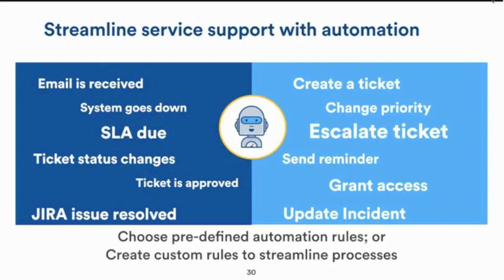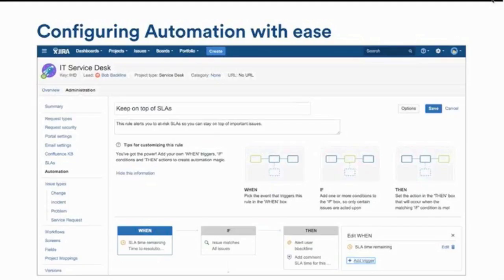We provide the ability that you can choose predefined automation rules, or you can create your own custom automation rules. And the other great thing of this, it does not require any programming or scripting. It's simply come in, set up, okay, keep on top of SLAs. Well, when do you want this to happen? And if it matches this, then I want you to go ahead and alert Bob backline, and I'm going to add a comment to the SLA, and I'm going to notify someone. And so you can set this up very easily. The JIRA admins that are managing the JIRA Service Desk, the ones I've talked to, love this capability because they're taking a lot of the manual process and taking that repetition out of there and streamlining and gaining even greater efficiency.